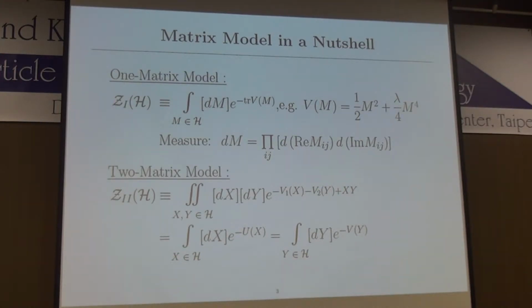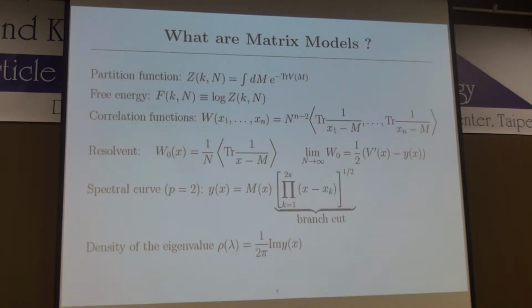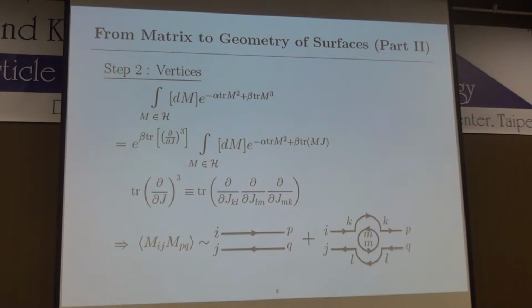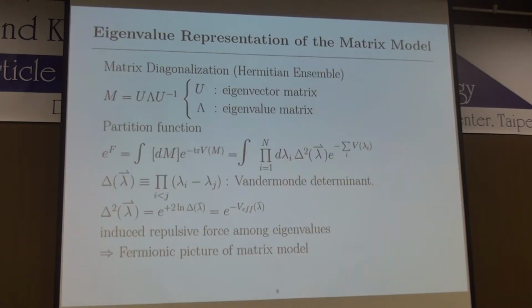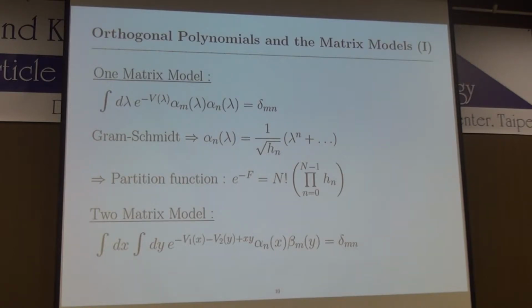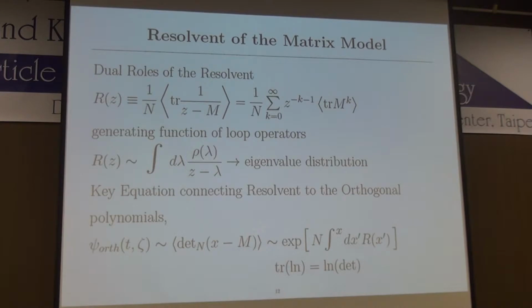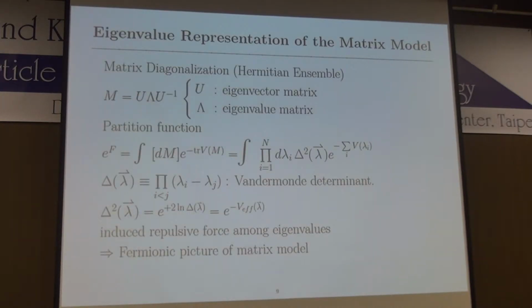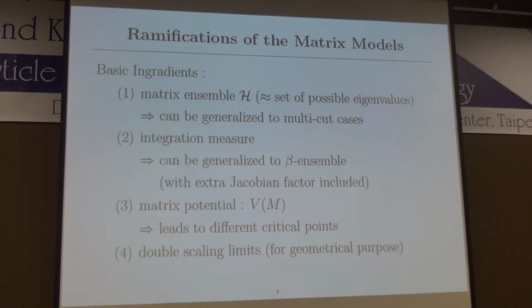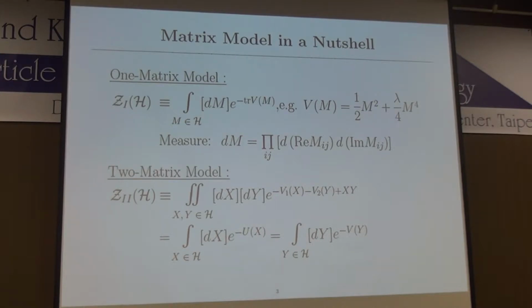For the comparison with the minimal models or non-critical strings in 1+1 dimensions, sometimes it is useful to introduce 2 sets of matrices. Here, X and Y are both matrix degrees of freedom. This is useful because we wish to map all these matrix computations to the full (p,q) minimal string theory. But in this talk, I'll mainly focus on one matrix model.